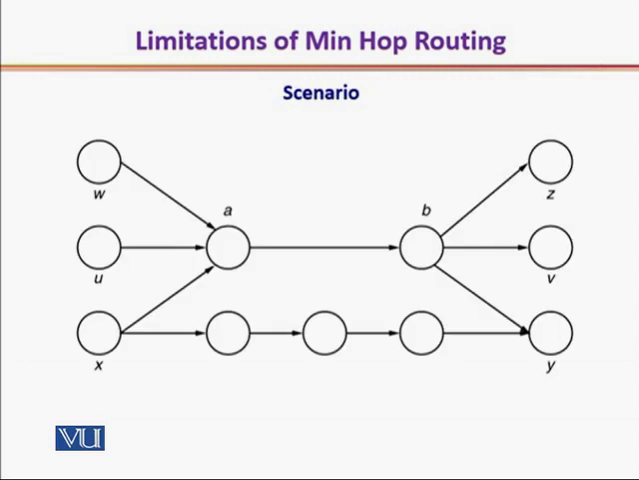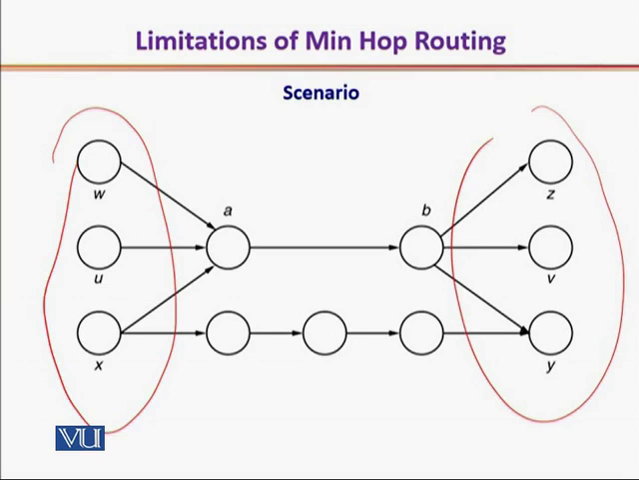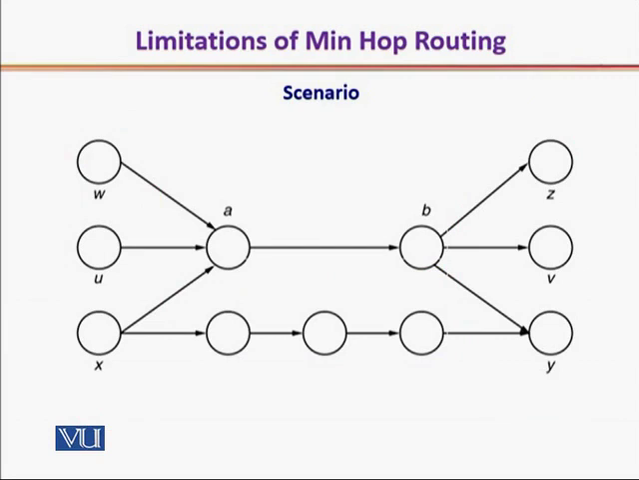The scenario to understand the limitations of minimum hop routing is shown here. You can see that we have the senders here and we have the destinations here. We have two possible paths. One is here and the other one is here. Of course, if we look at the shortest path routing from the point of view of X transmitting to Y, we'll see that X takes the path X to A, to B, and to Y.